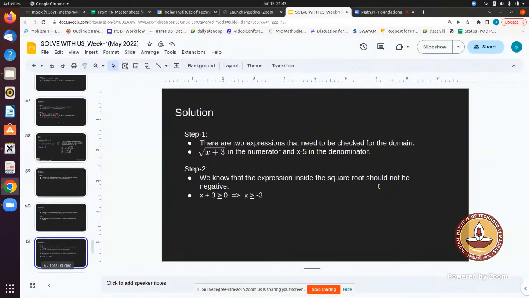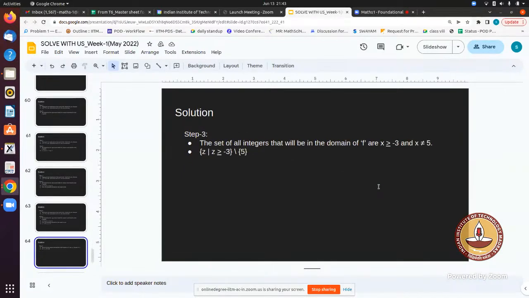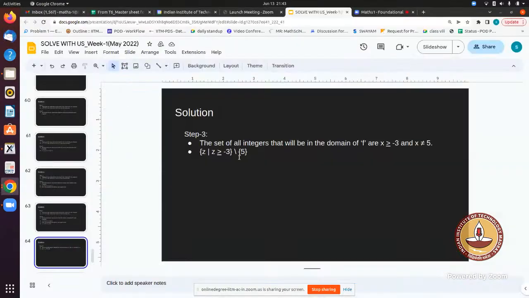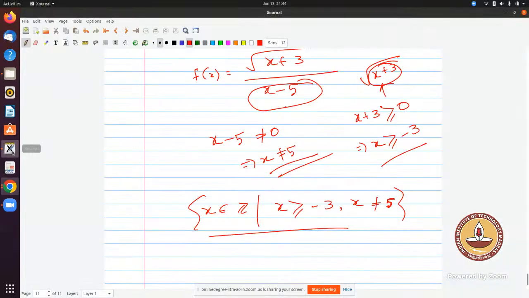Okay. So this is what we have done. So we have x greater than or equal to minus 3, and I am eliminating 5 from that because 5 is inside this set. So this set minus 5. I am removing 5 from that. Can you show the previous slide? Yes, this one.